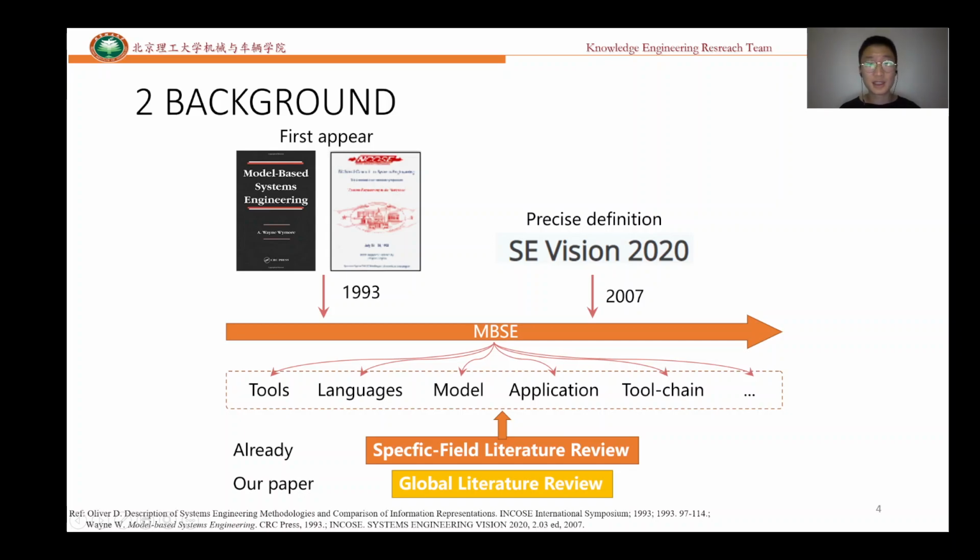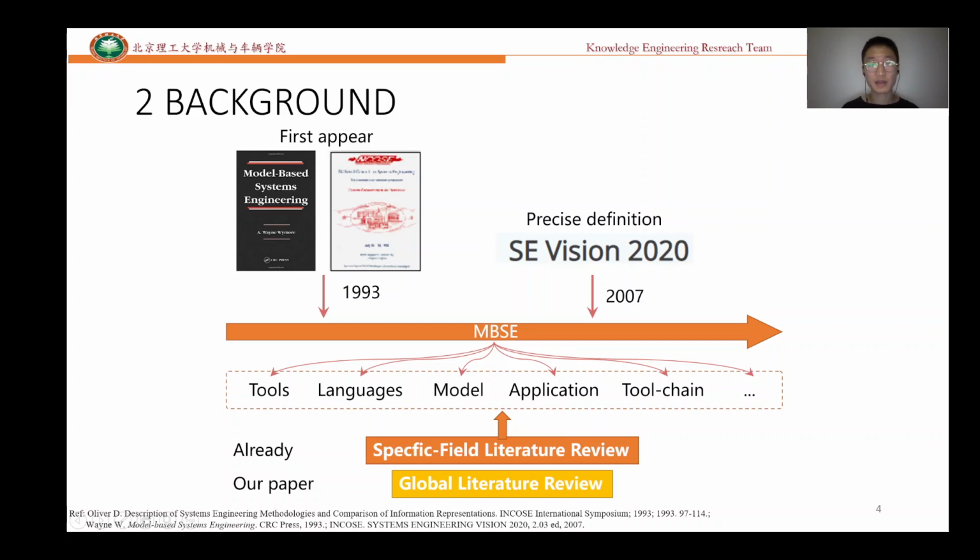Second, background. In 1993, model-based systems engineering emerged. Oliver proposed a conceptual model about MBSE in his in-course paper to describe the systems engineering processes. In the same year, Wayne published his book named Model-Based Systems Engineering, which introduced the terms used in systems engineering and a basic mathematical theory for discrete system simulation. Then, a precise definition of the current concept is derived from Systems Engineering Vision 2020, which was launched by INCOSE in 2006 and published in 2007.